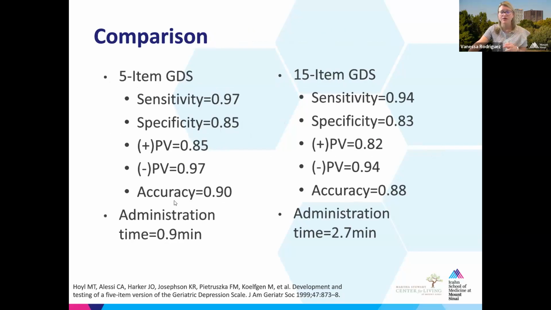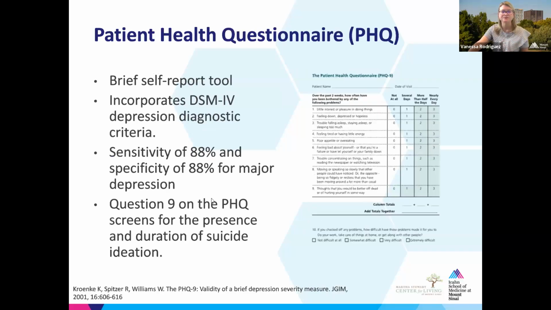And when they compare both, one of the advantages is that the 5-item only takes about a minute, whereas the 15-item takes 3 minutes. And I think time is priceless in clinical practice. If you see how they both perform, the 5-item has a sensitivity of 97% compared to the sensitivity of 94 in the 15-item, and similar specificity in both. And then accuracy a little better in terms of the 5-item. So really, when time is precious, you might just be able to use the 5-item depression scale.